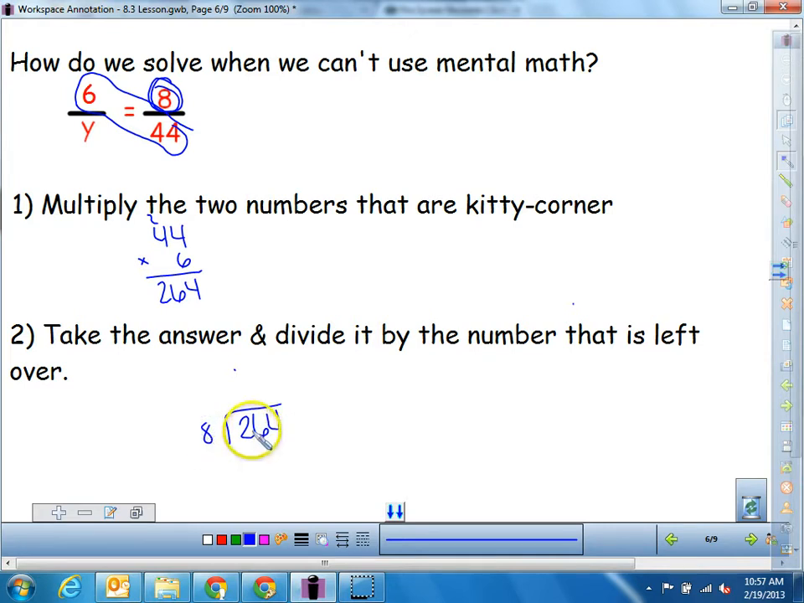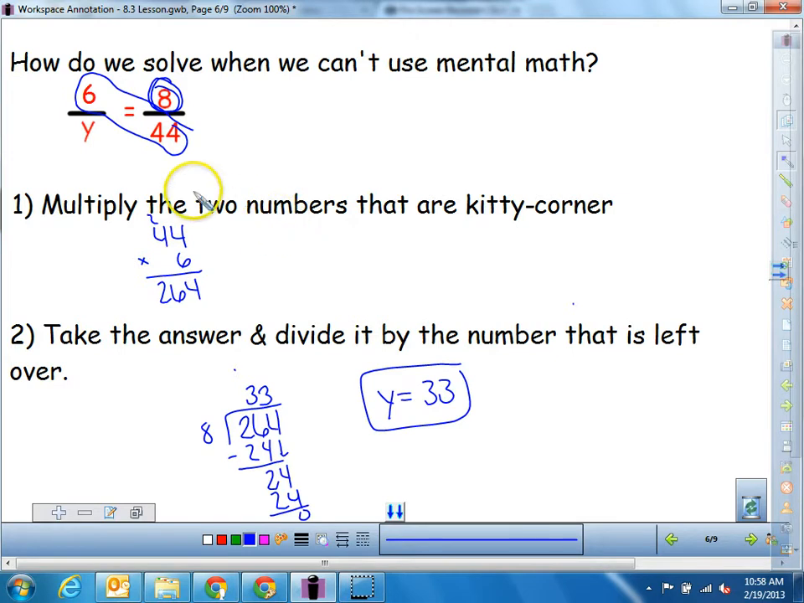So 8 can go into 26 3 times. 8 times 3 is 24. 26 minus 24 is 2. I'm going to bring down this 4. Oh, this worked out nicely. 8 times 3 gets me to 24 exactly. 24 minus 24 is 0. So 33 is my answer. Therefore, y equals 33.